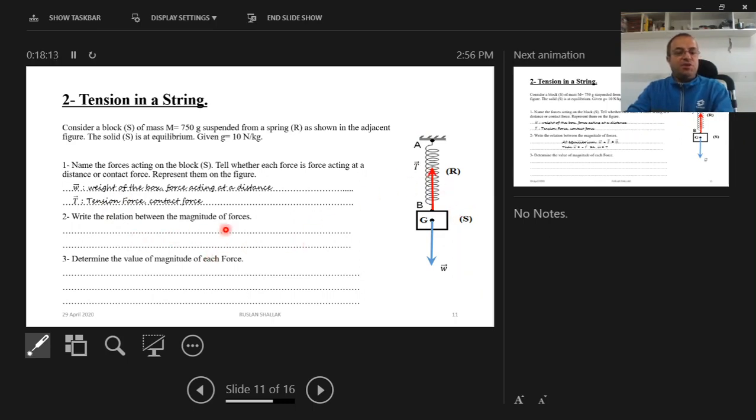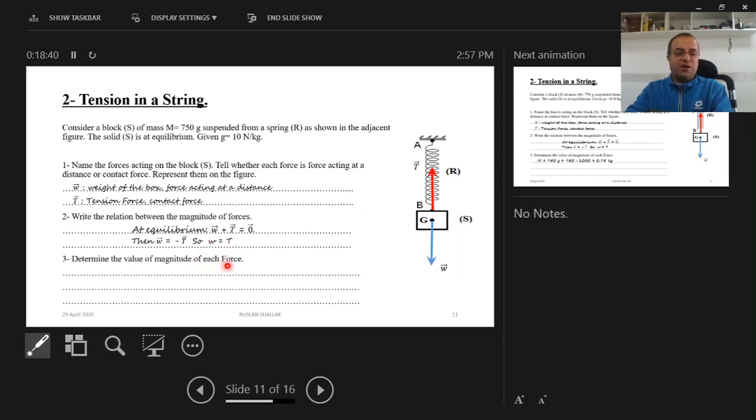Write the relation between the magnitudes of the forces. As we said here, S is at equilibrium, so W plus T equals 0 vector. This is the condition of equilibrium. At equilibrium, W plus T equals 0 vector. Then W equals minus T. In magnitude, W equals T.